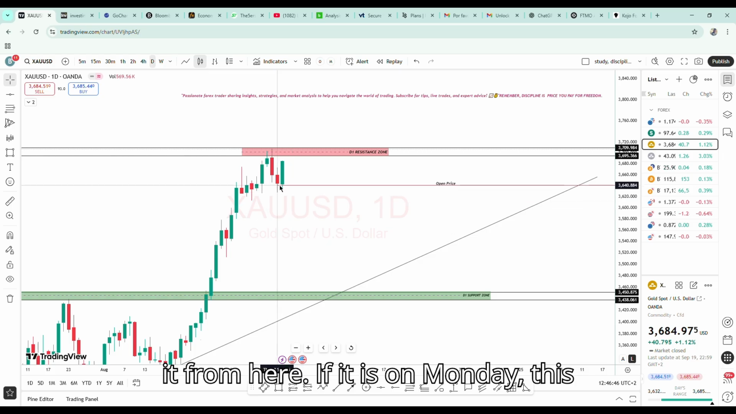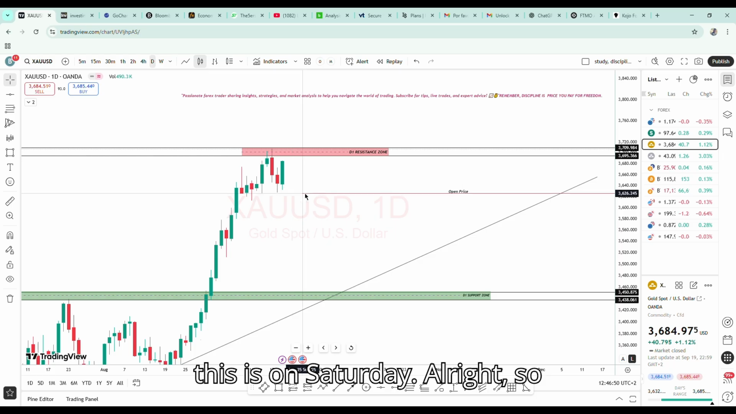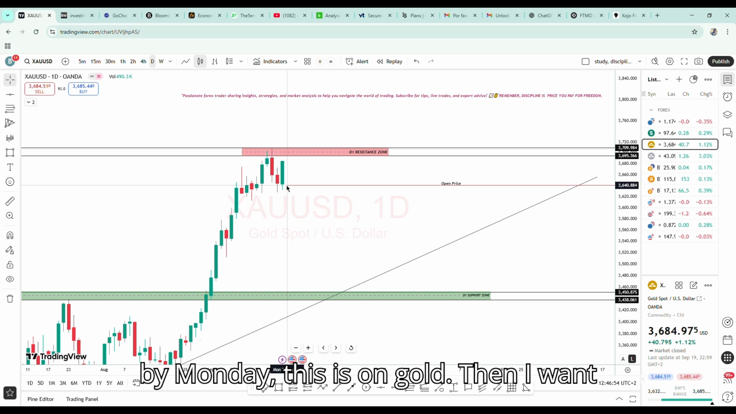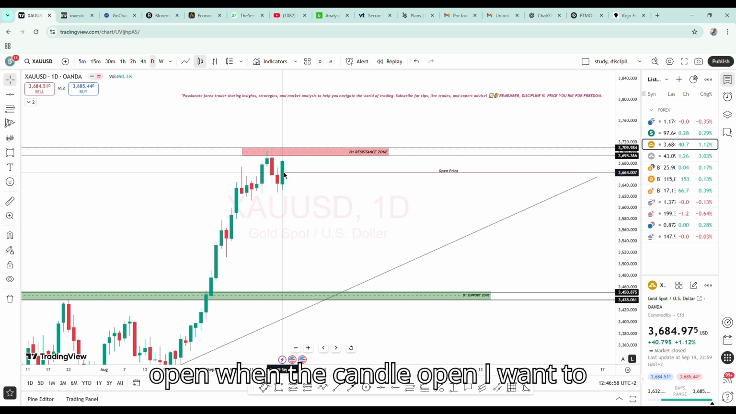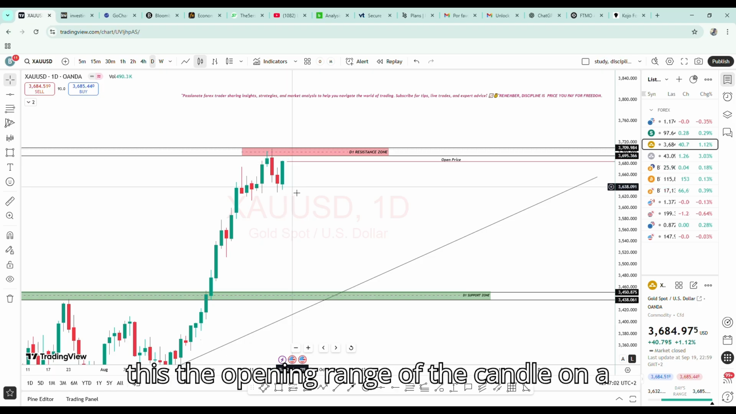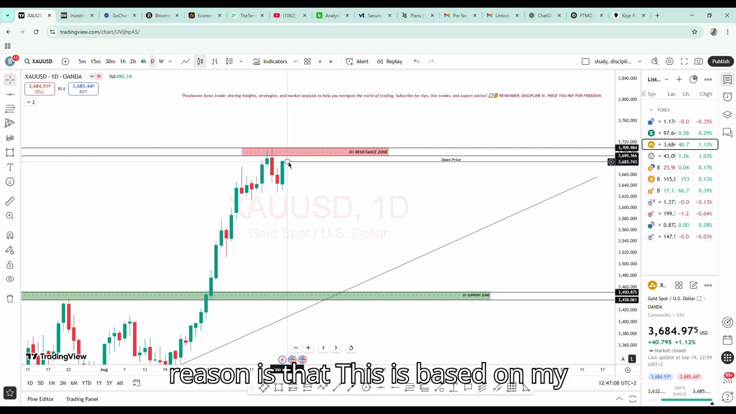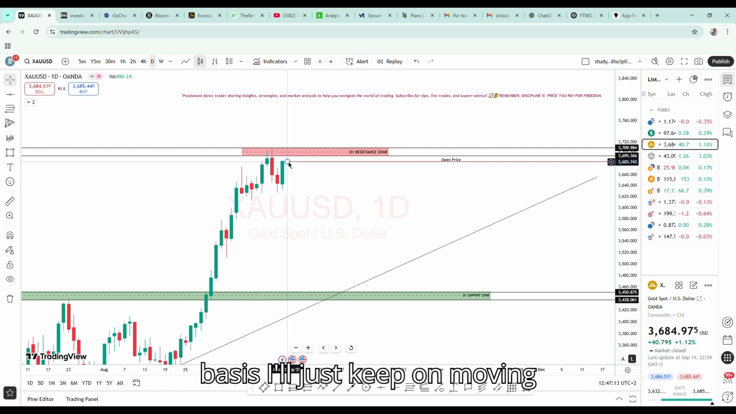If this is Monday, by the time of recording this video it's Saturday. By Monday, I want to put it again where the market is going to go. When the candle opens, I want to mark the exact candle. That is the opening range of the candle on the daily time frame. I'm using it based on my strategy, and that's why I do this on a daily basis.